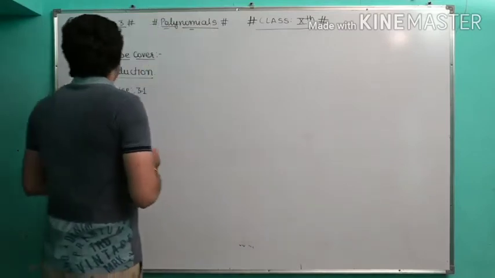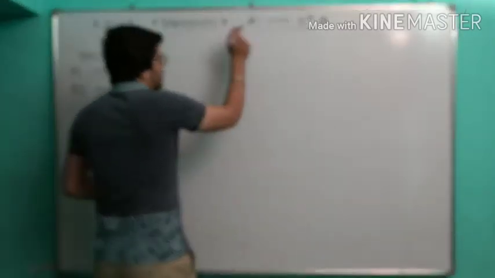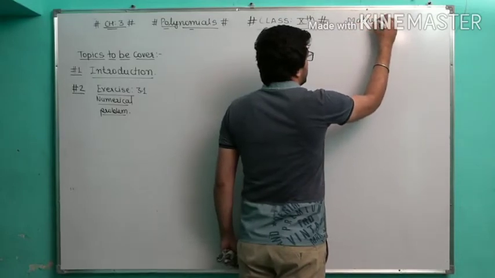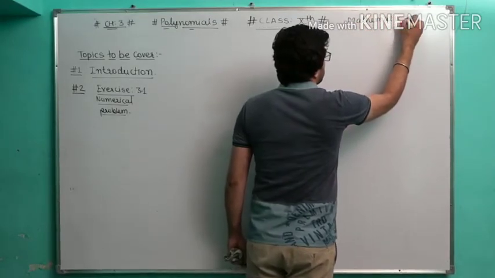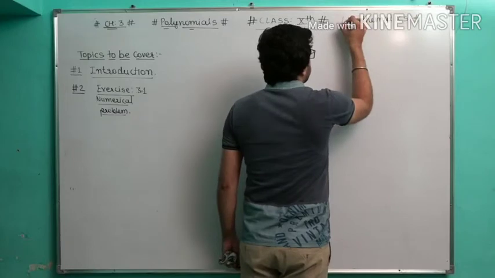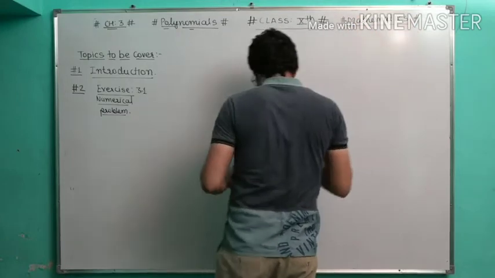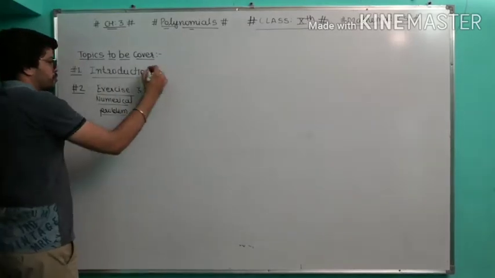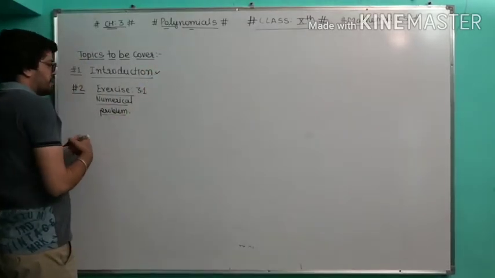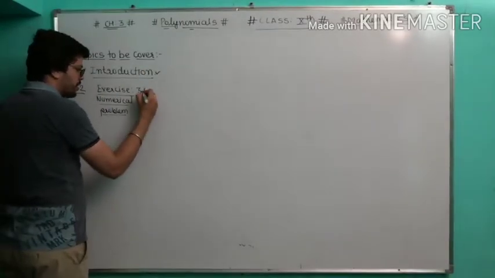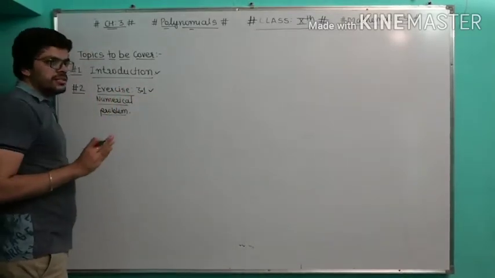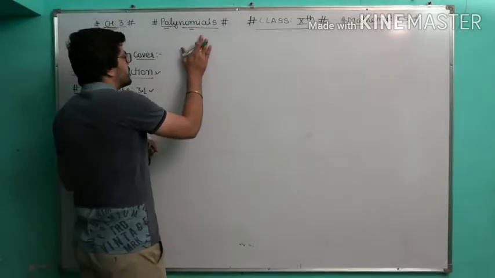So chapter number 3, Polynomials, class 10, and the subject is mathematics. Topics to be covered: number 1, I am going to introduce this chapter, and number 2, I am going to talk about exercise number 3.1. Today we are going to cover exercise number 3.1. So let's try to understand.